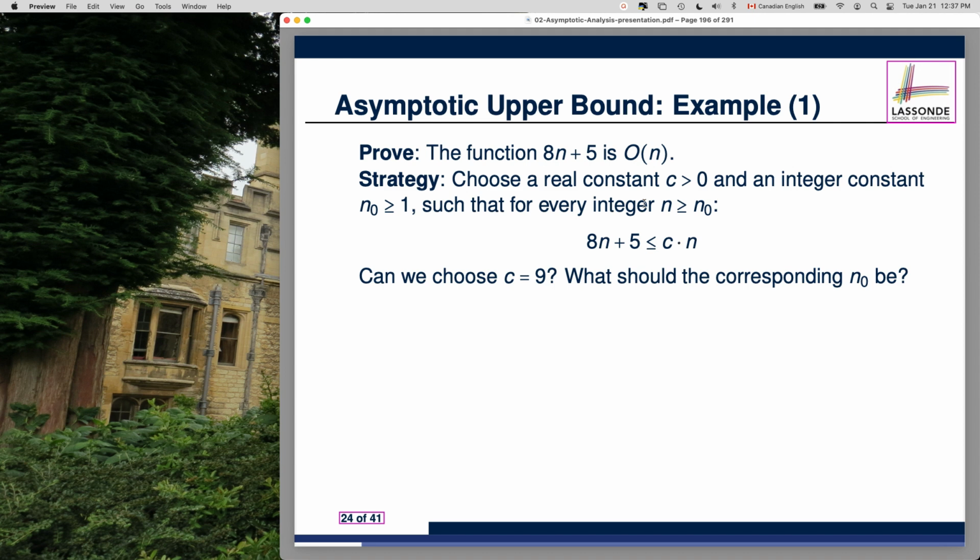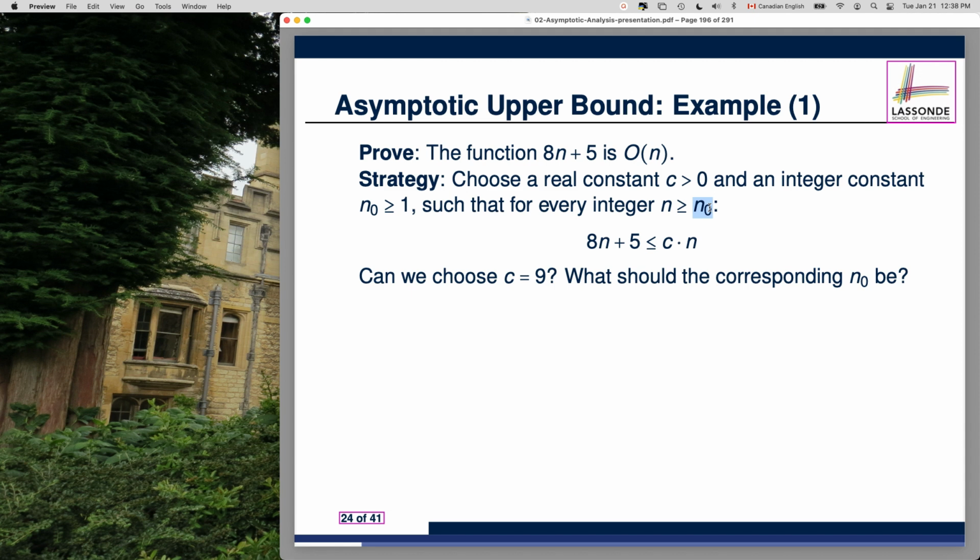Let's say we choose the following. Because I have 8 here, the multiplicative constant is 8. Why don't I choose just one larger than 8? Choose 9, let's say. If I choose 9 over here, that's not enough. You still have to choose n0. What should n0 be?